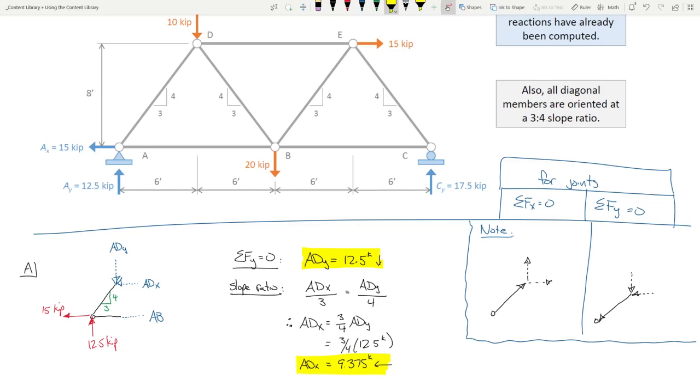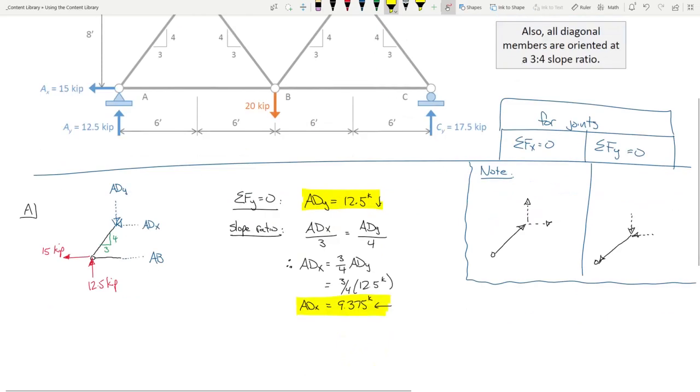Okay, so if I've used the sum of forces in the y direction, what's my remaining equation? Sum of forces in the x direction. So, can anybody eyeball this and tell me what AB is going to be? It's 24.375, because AD is 9 and change going to the left, 15 going to the left. This has got to be whatever that sum is going to the right, correct? So AB is 24.375 to the right.